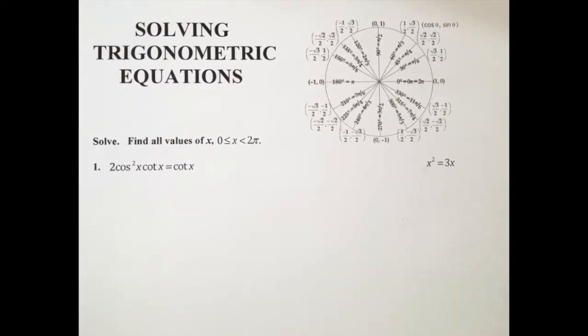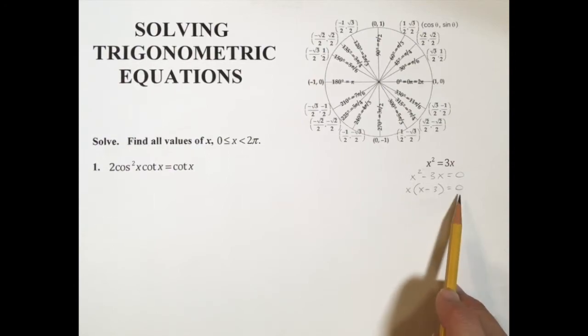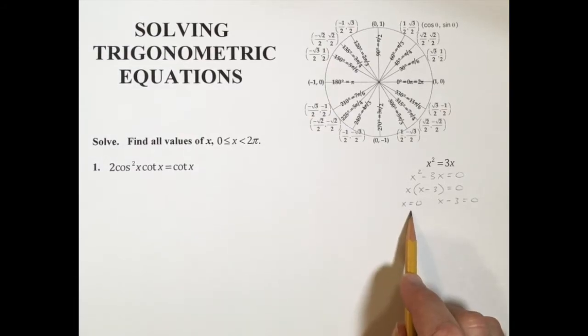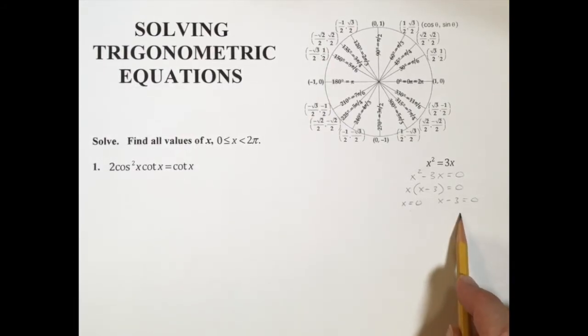When we solve quadratic equations, we like to gather all of the terms on one side. I would first subtract 3x from both sides, and then I could factor the left-hand side. Now I have 2 linear factors that multiply to 0. I solve this by setting each factor equal to 0. So here we determine that x equals 0, and here we determine that x can also equal positive 3.